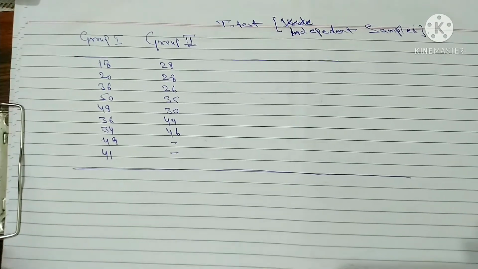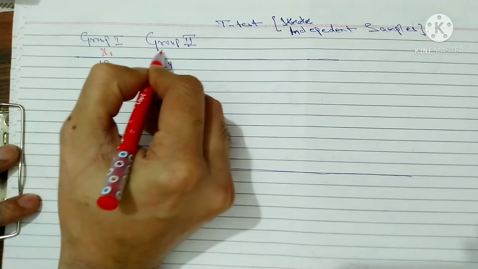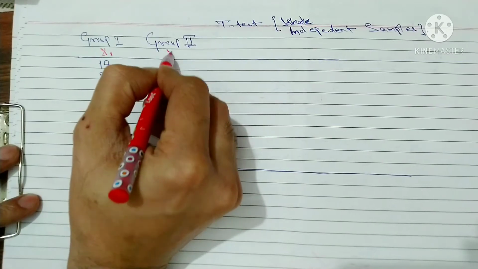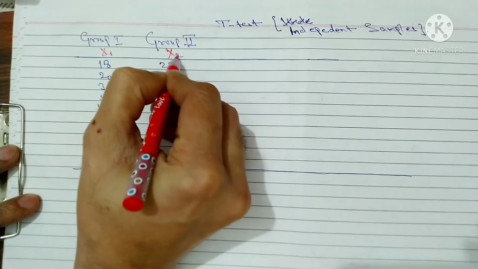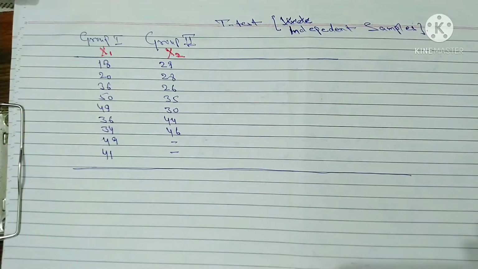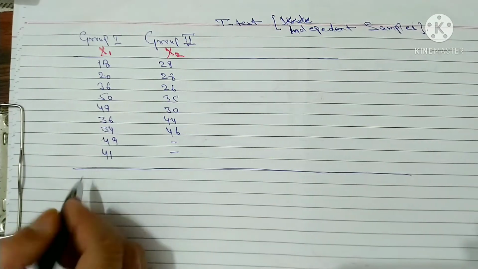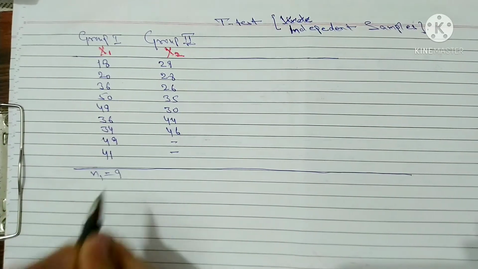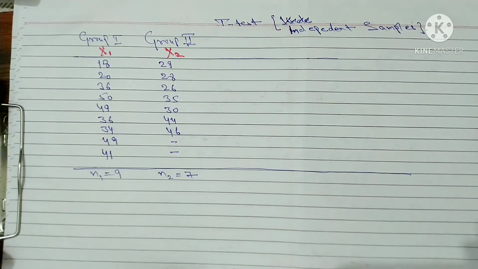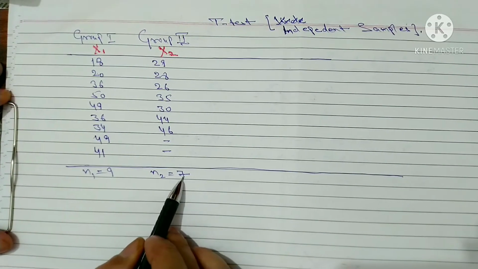In t-test, let marks of group 1 be x1 and marks of group 2 be x2. Counting the elements: 1, 2, 3, 4, 5, 6, 7, 8, 9. Here n1 equals 9, the number of elements of group 1, and n2 equals 7, the number of elements of group 2.